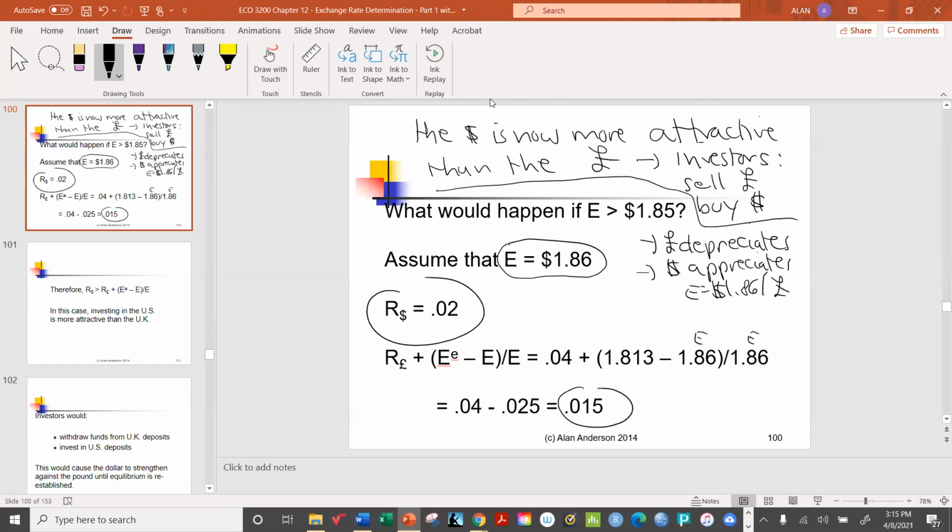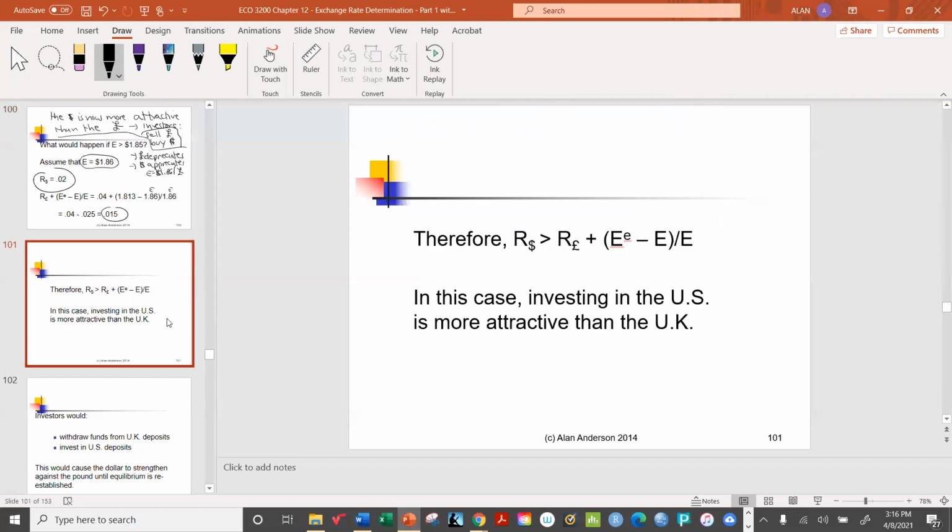Therefore, at this point in time, in the eyes of investors throughout the world, holding euro dollars is more attractive than holding euro sterling. And so how will people react to that? Well, they want to get in on the action too. They want to earn the higher US dollar rate. So how do they earn it though? The only way they can do that is to sell their sterling holdings and use them to invest more in euro dollars. And that's exactly what will happen. So the investors throughout the world will notice this immediately. They'll say, wait a minute, we could do better by holding euro dollars than euro sterling. So the left-hand side of this equation is greater than the right-hand side. Investing in the US is now more attractive than the UK. Investors will switch.